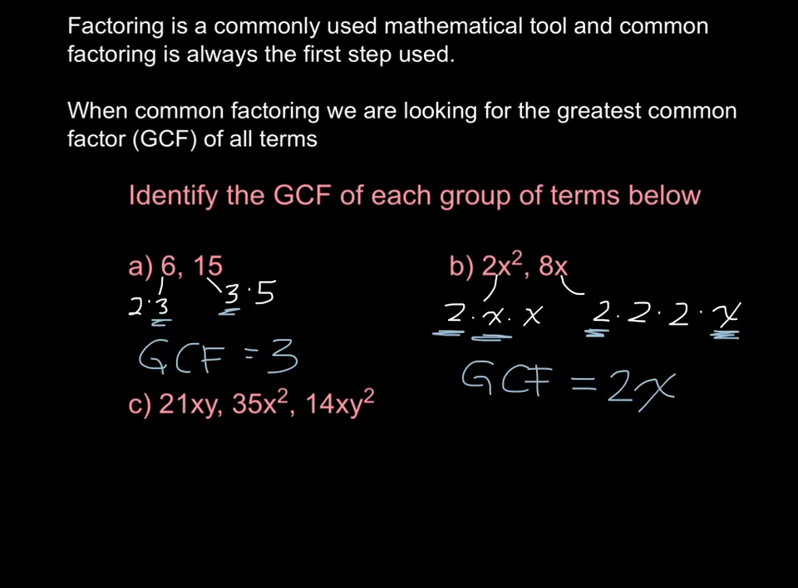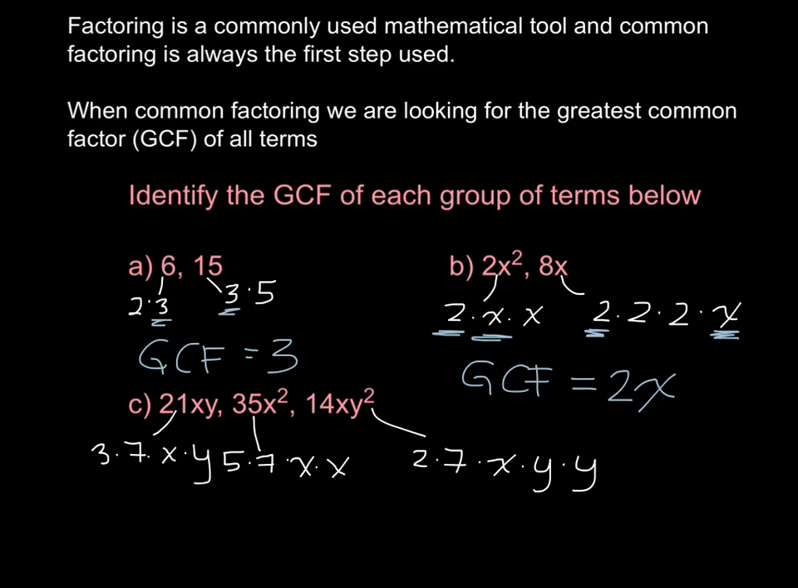One more quick example. This can be written as 3 times 7 times x times y. The second one can be written as 5 times 7 times x. And finally, 2 times 7 times x times y times y. I can see that there is a 7 in all three terms. We can only use a GCF if it's in all of the terms. There's also an x in all of the terms, but there is not a y in all of the terms, as the second term does not have one. So our greatest common factor would be 7x.